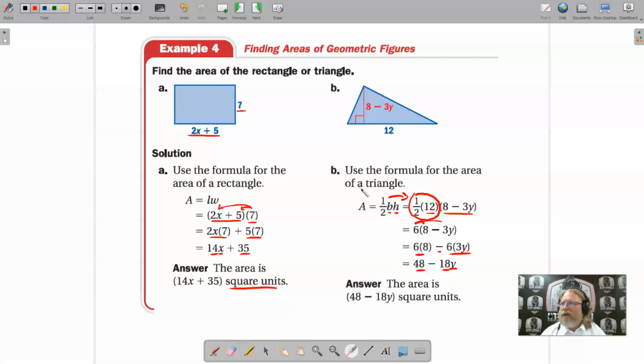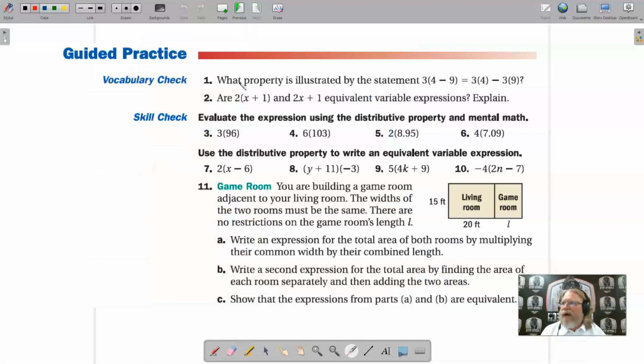All right. So guided practice. What property is illustrated by the statement 3 times the quantity of 4 minus 9 equals 3 times 4 minus 3 times 9? This is the distributive property. We can see that we've distributed the 3 to the 4 and the 3 to the 9, and it is subtraction, and we've kept it subtraction. So this is indeed the distributive property.